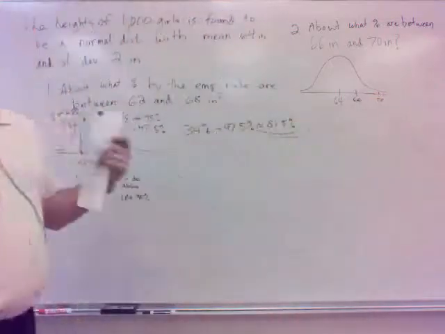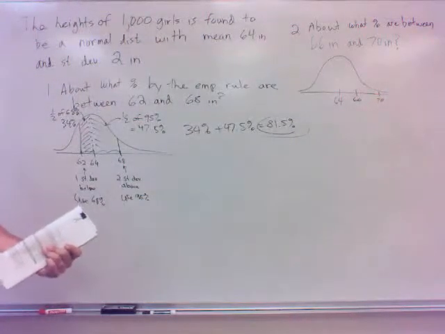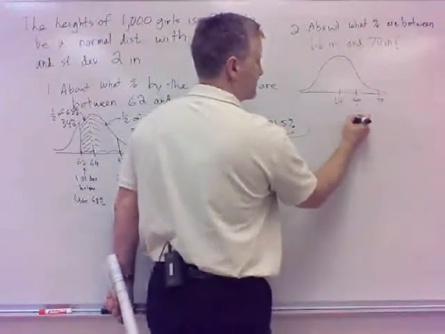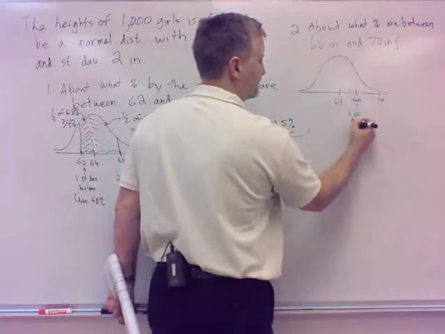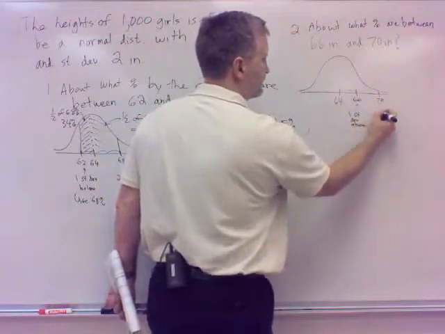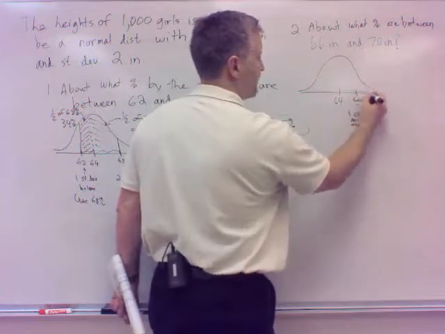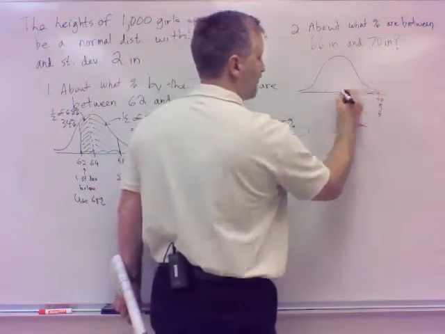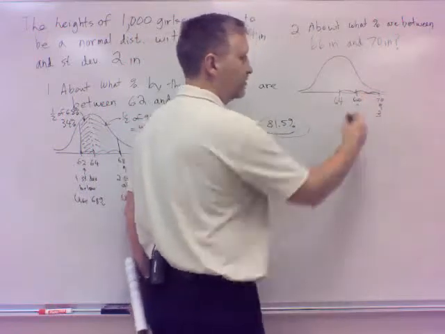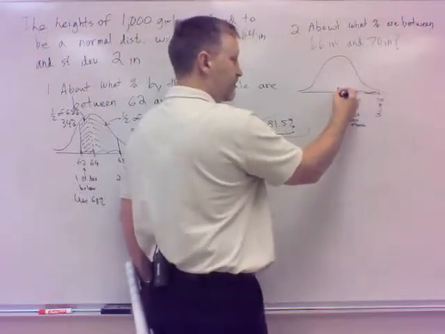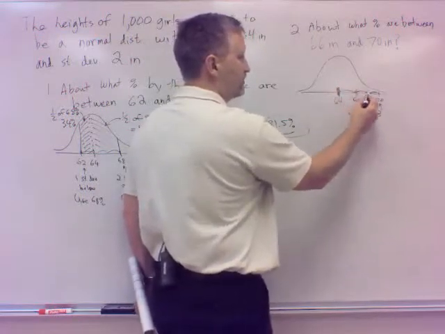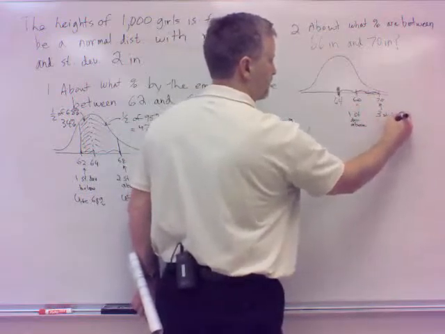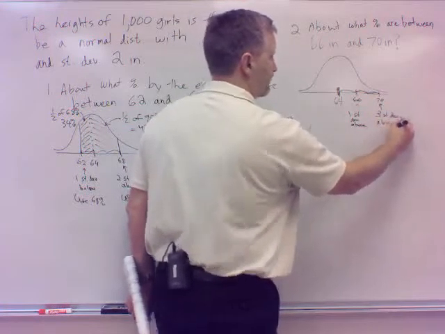Now, how many standard deviations am I talking about for each? For 66, I go 1, so 66 is 1 standard deviation above. For 70, I need to go 68, 70, because each standard deviation is 2, so I need to go 3. It's 2 away from the 66, but we're judging it from the mean. So 70 is 3 standard deviations from the mean. Okay, you with me?